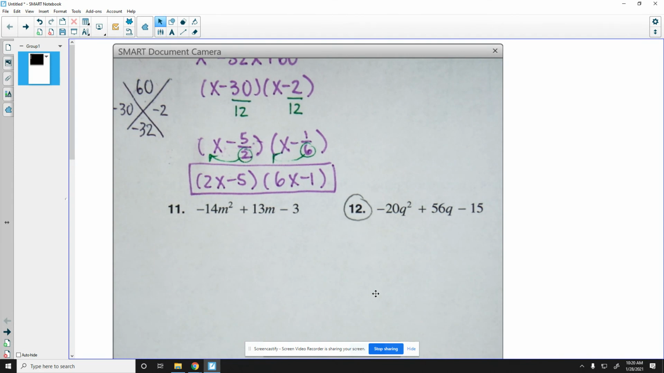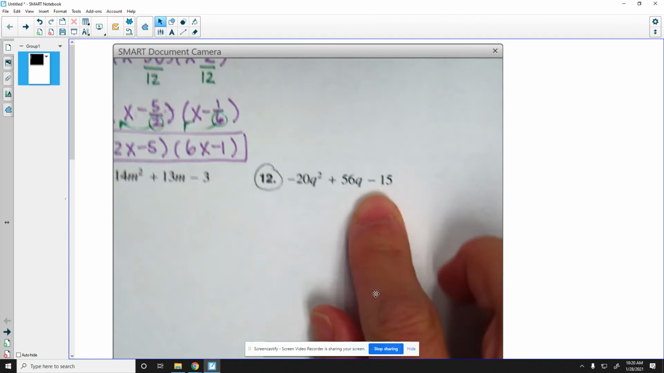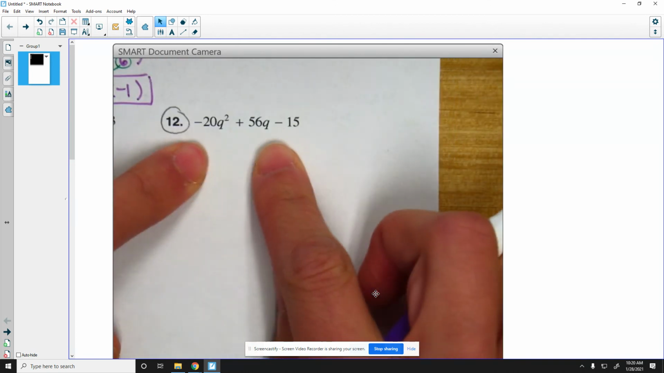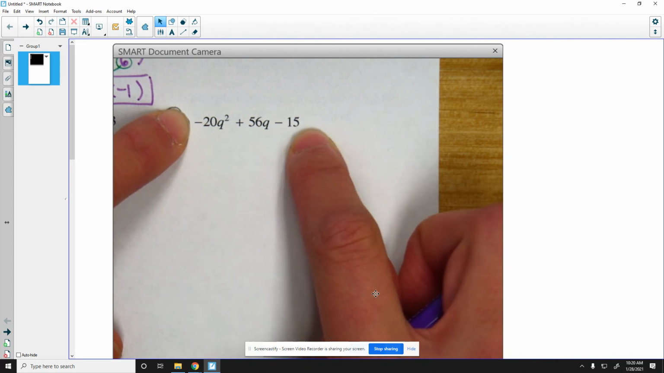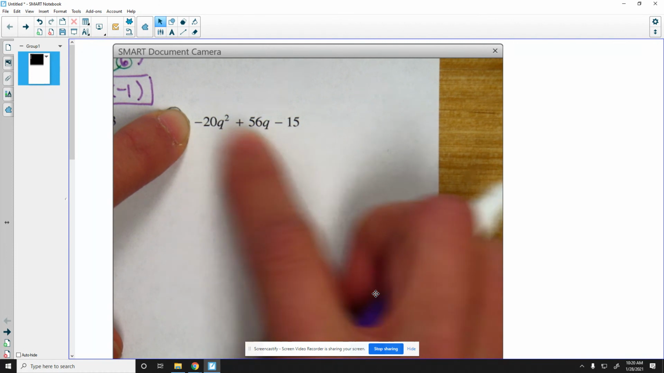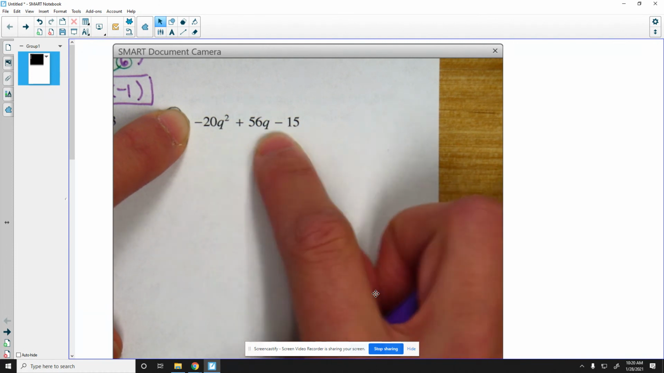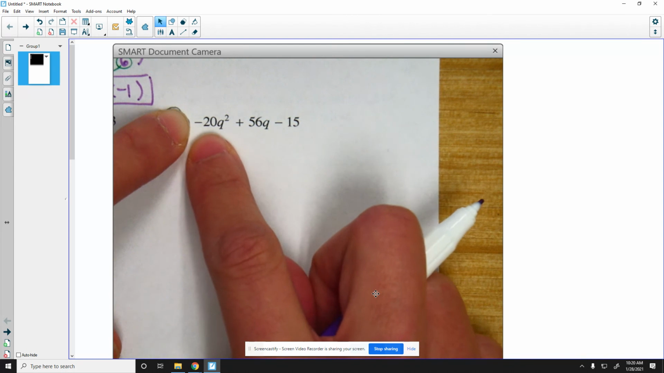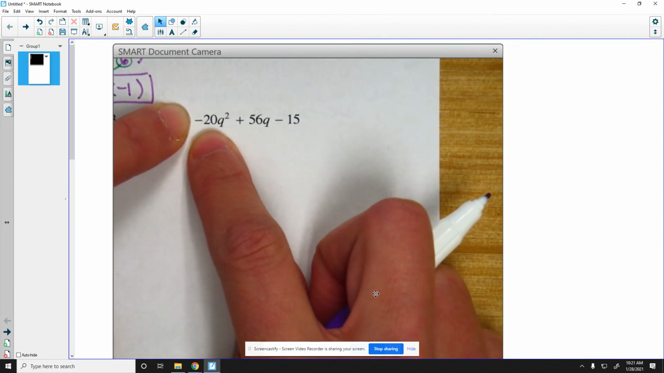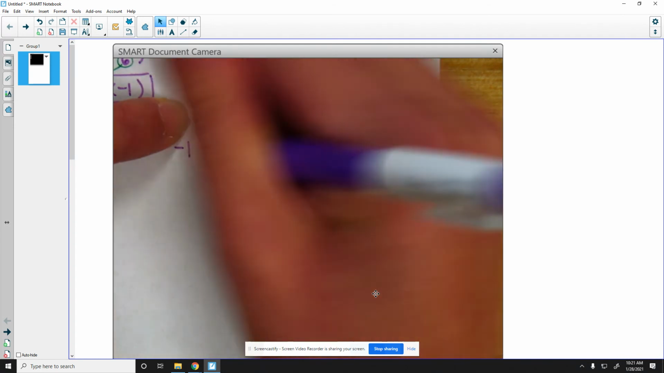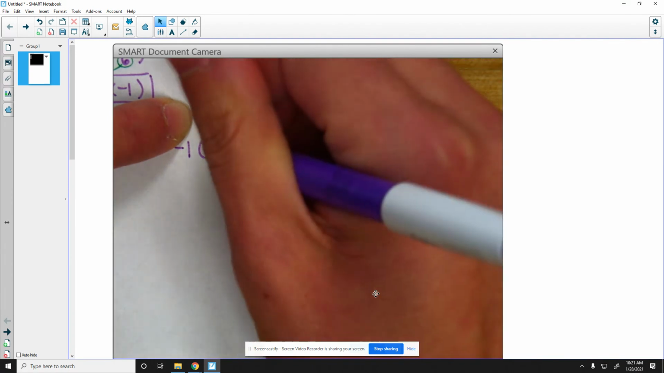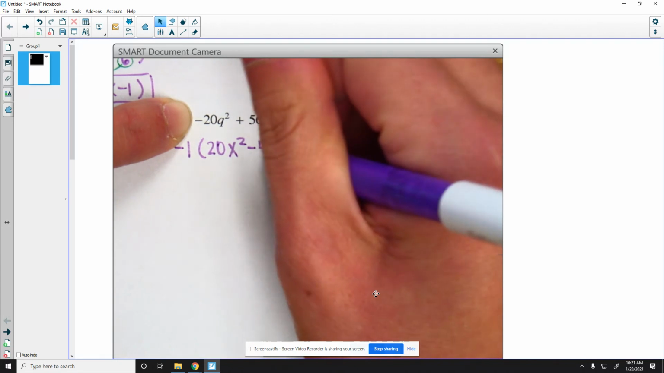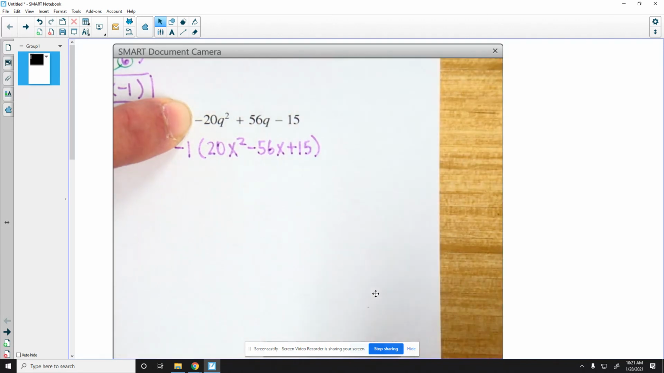Okay, let's make it even more complicated now. Number 12. First step, GCF. Is there a GCF here? No, like 15, that's an odd number. 2 doesn't, 3 doesn't, and 5? No, doesn't. Okay, so should I just do magic numbers? No, I should take out negative, right? Always take out a negative. Whenever your problem starts with a negative, always take out the negative. So flip all your symbols. 20x squared minus 56x plus 15.